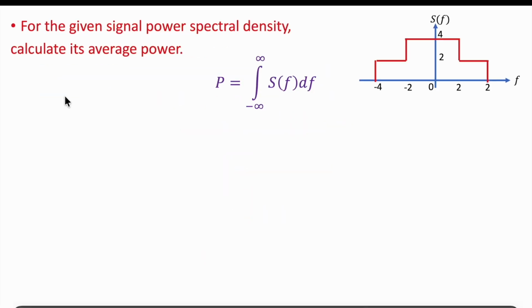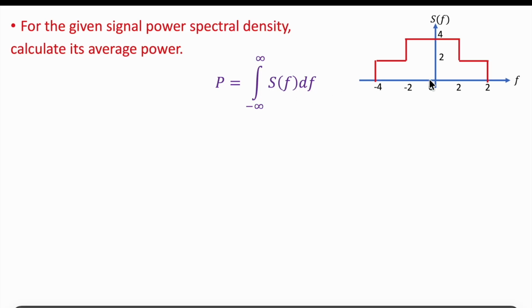We have an example where we can calculate the average power if the signal power spectral density is given. You can use this mathematical formula: P equals the integral, where the upper limit is infinity and the lower limit is -infinity, of the spectral density of the signal, S(f) df.